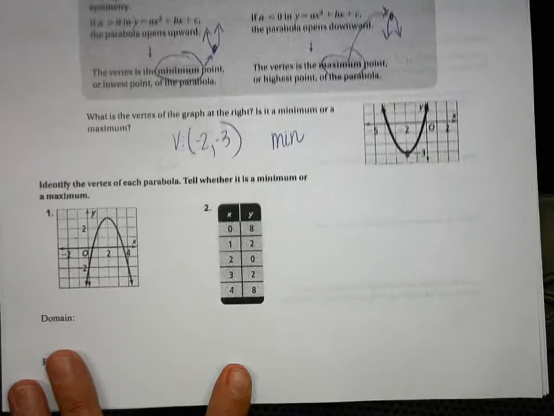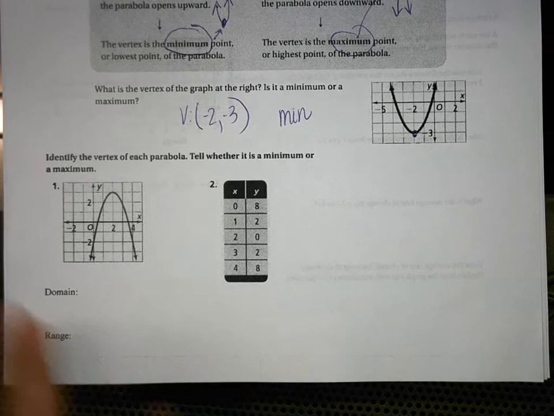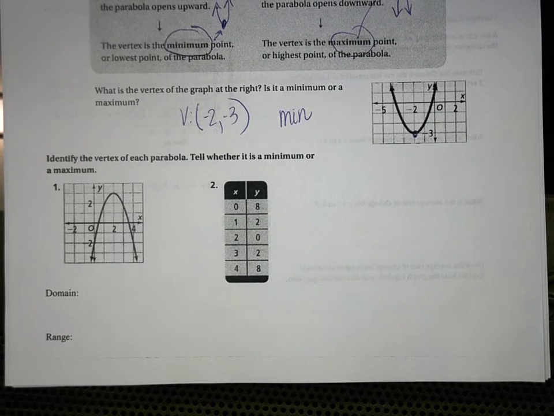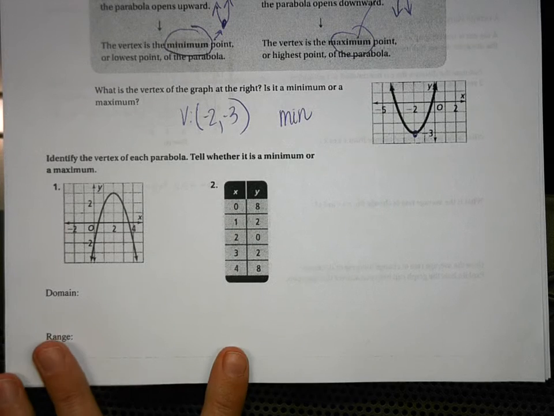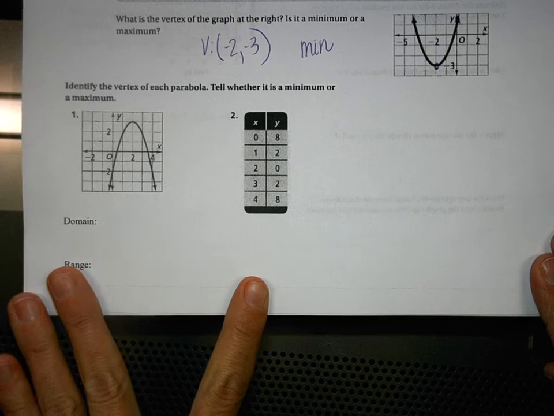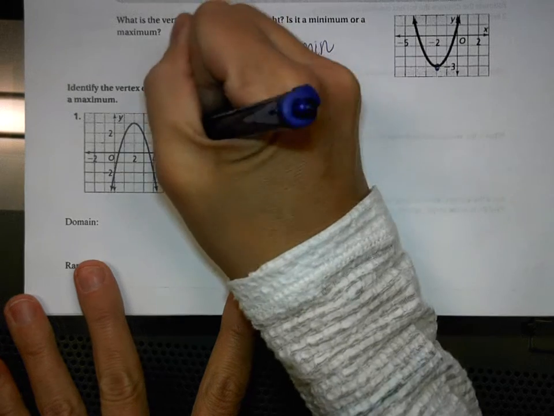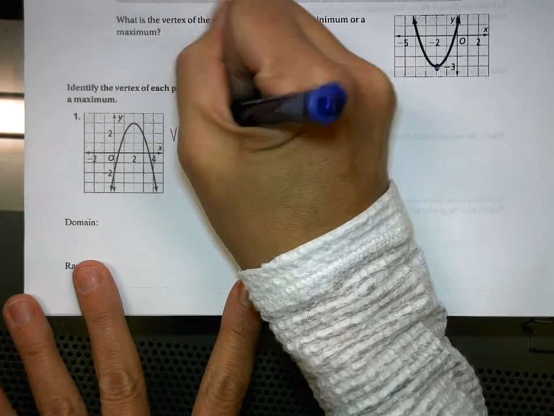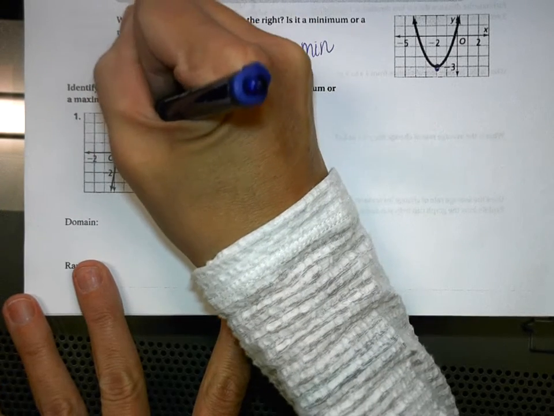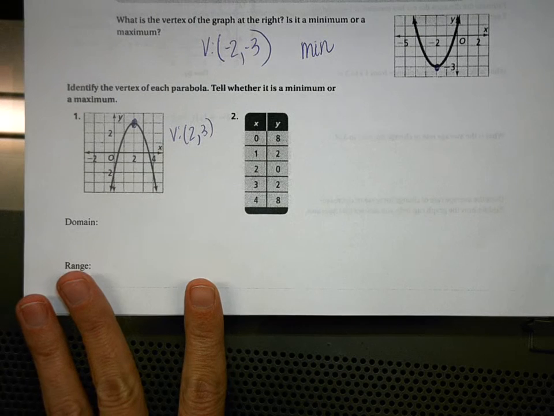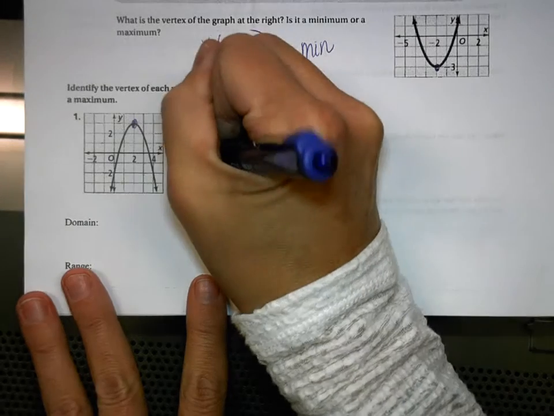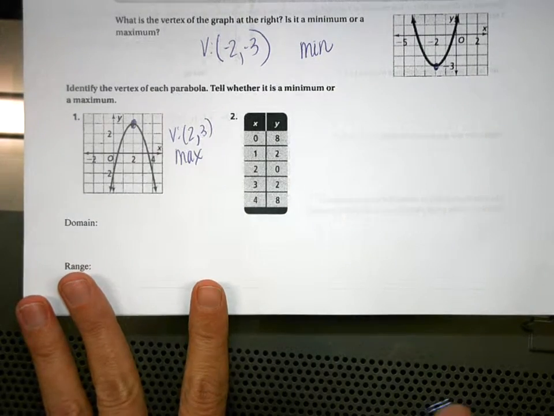Okay, so same thing here on number 1 and 2. Let's start with 1. Write down the vertex and whether it's a min or max. Okay, so what is the vertex? Good. Vertex is 2, 3. So it's going right 2, up 3. That right there is my vertex. And is that going to be a minimum or maximum point? Very good. Maximum because everything else is smaller.